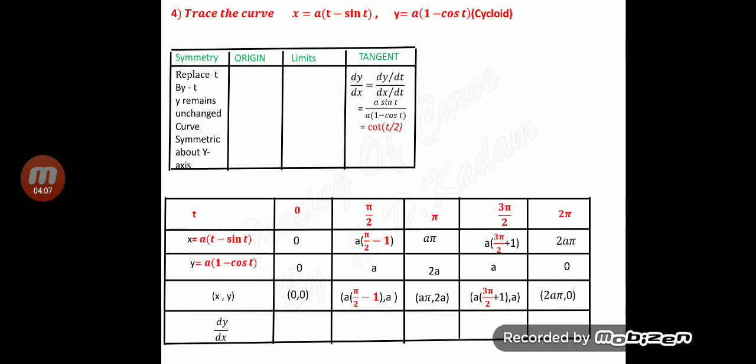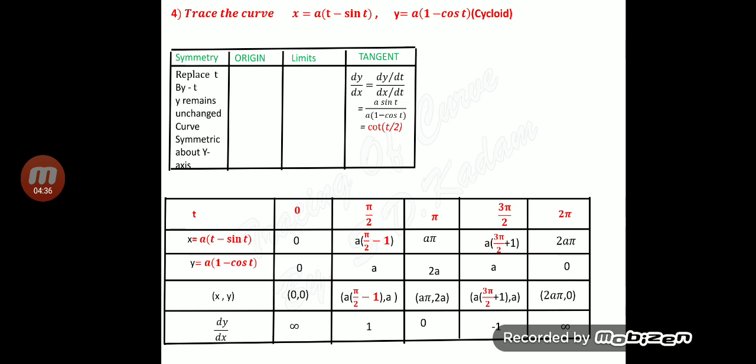Okay, similarly, at each value of t, find the value of dy by dx. At t equal to 0, it is cot 0, which is infinity. Next, it is 1. Then it is 0, cot pi by 2, obviously. Next, minus infinity. And the last, at 2 pi, it is cot pi, which is infinity. In this way, we have completed our table.